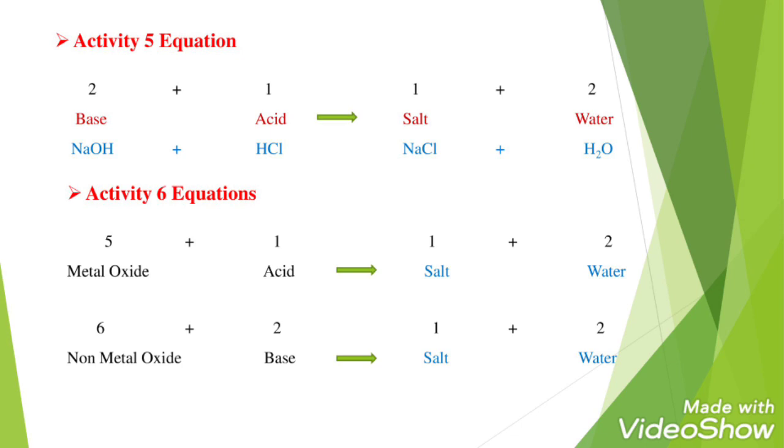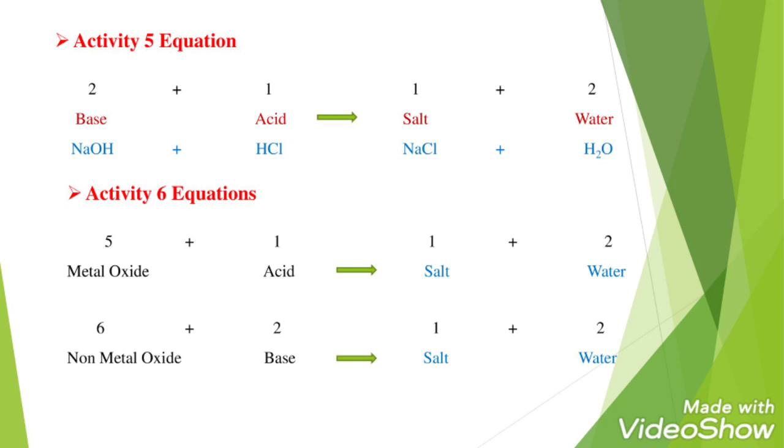So 2 plus 1 gives rise to 1 plus 2, or you can write base second, acid first. Acid plus base also gives rise to salt plus water only. So you can write 1 plus 2 gives rise to 1 plus 2. This is the beauty in this arrangement. Next one, activity 6 equations.